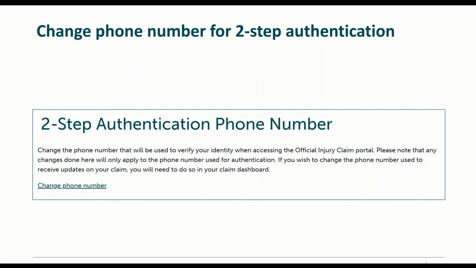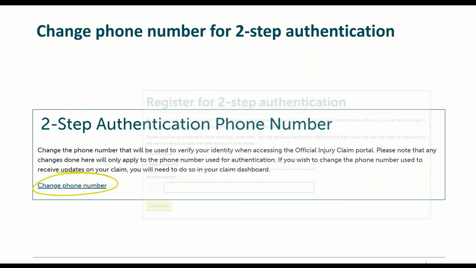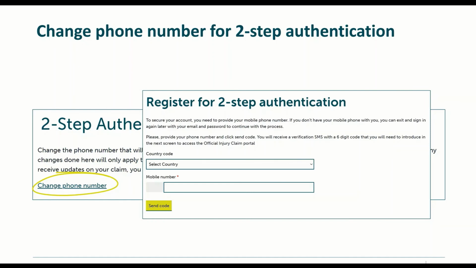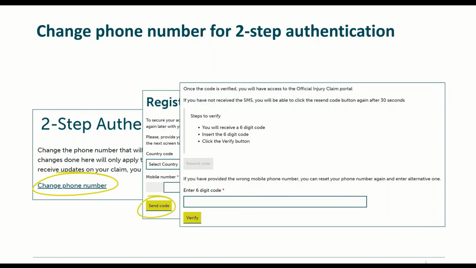The customer will need to select Change Phone Number to update the phone number used for two-step authentication. Once this has been selected, they'll be directed to this screen. They'll need to select the country code for the number and input the mobile number. The customer will then need to select Send Code. They will then be directed to this screen where they will need to enter the 6-digit code that has been sent to the new mobile number and click Verify to confirm this.